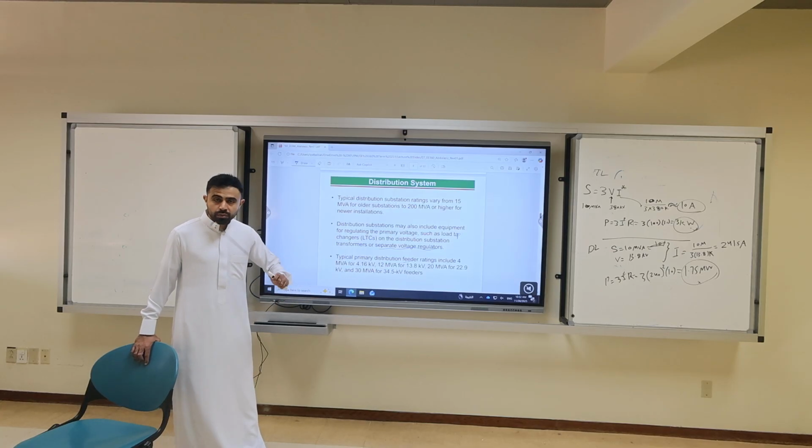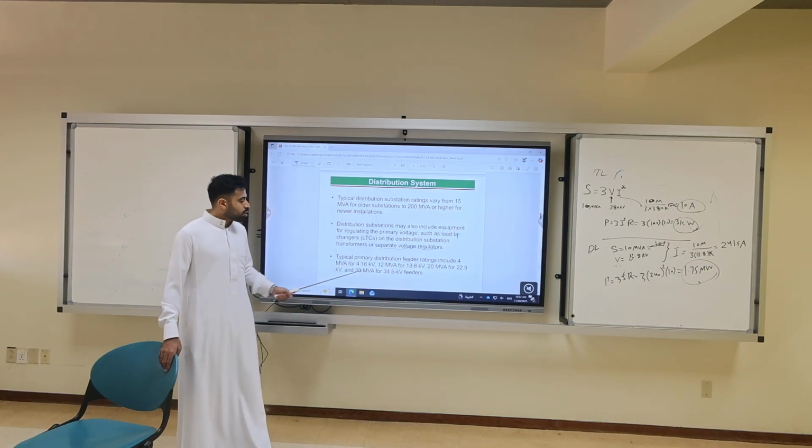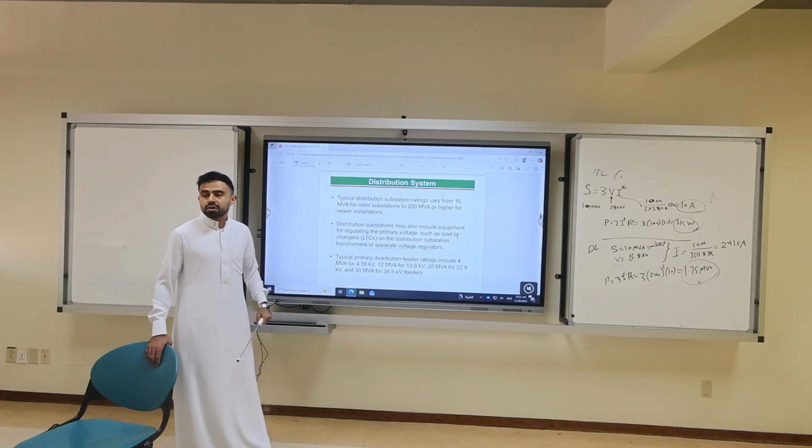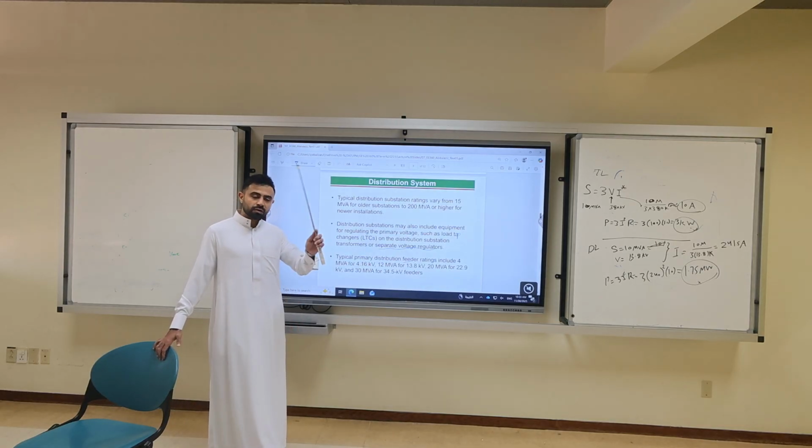Typical primary distribution feeders, the distribution line itself, include 4 MVA for 4.16 kilovolt, or 12 MVA for 13.8. Don't memorize, you don't have to. Or 20 MVA for 22.9, or 30 MVA for 34. So what do you notice? A good rule of thumb: if you have 4 MVA, have a 4 kV line. If you have 12 MVA, have a 13.8 kV line. 30 MVA, the nearest in the 30s. This is an easy rule to design the feeders from the loads.